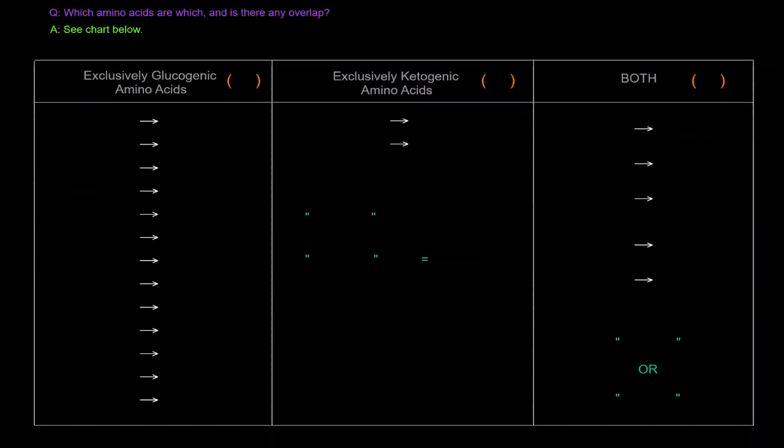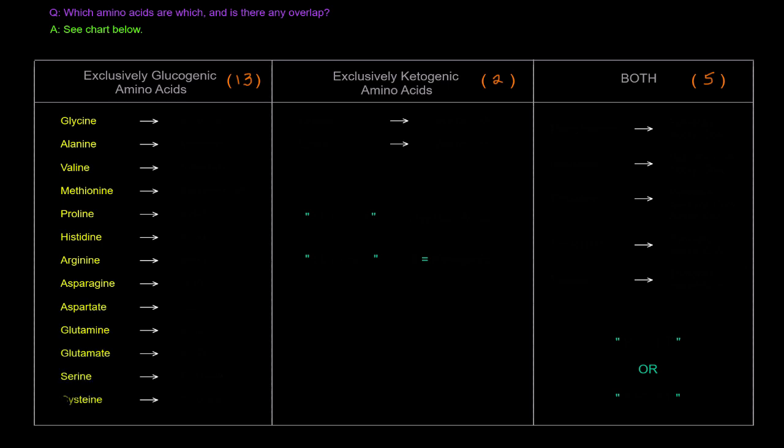Okay, so there are 13 exclusively glucogenic amino acids. There are 2 amino acids that are exclusively ketogenic, and then there are 5 that are both glucogenic and ketogenic. The ones that are exclusively glucogenic, because there's 13 of them, they're harder to memorize, so I'm just going to show you them. Okay, we got glycine, alanine, valine, methionine, proline, histidine, arginine, asparagine, aspartate, glutamine, glutamate, serine, and cysteine.